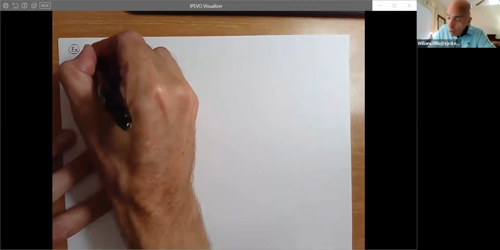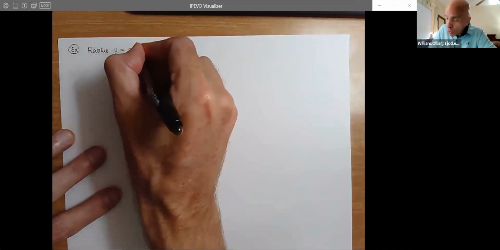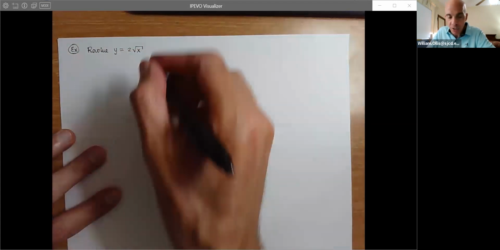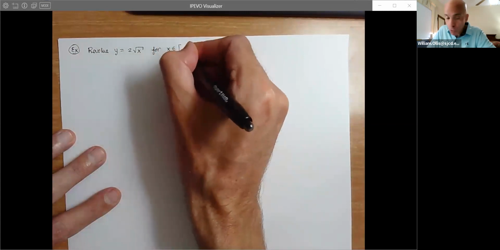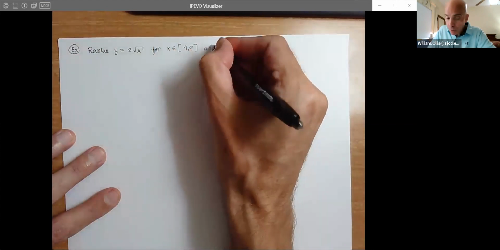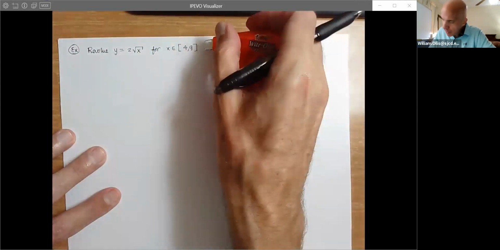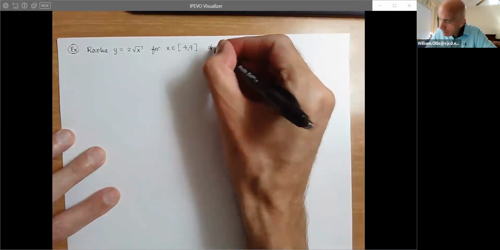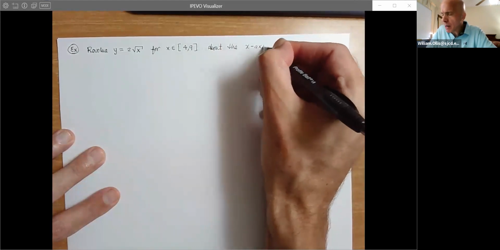We want to revolve y equals 2 times the square root of x. Okay, that's a nice plain Jane function, no problem with that. That's college algebra. For x living in the integration interval 4 to 9, about the x-axis.